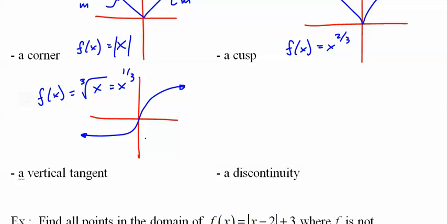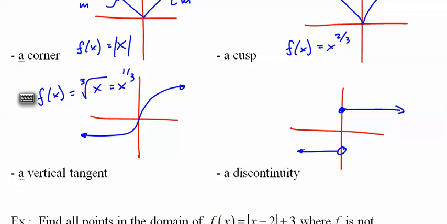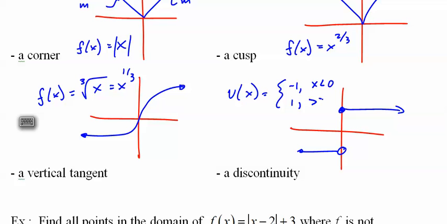And a discontinuity, which could be anything. We'll just put a GIF function in there. So that's an example of, well, we'll just do it manually. If x is less than 0, and if x is greater than or equal to 0.